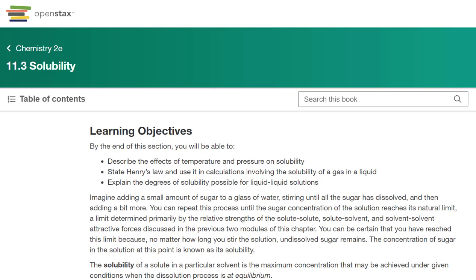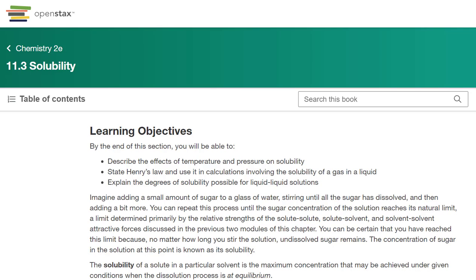Hello everyone. We're going to discuss section 11.3, solubility. The learning objectives for this section: describe the effects of temperature and pressure on solubility, state Henry's law and use it in calculations involving the solubility of a gas in a liquid.